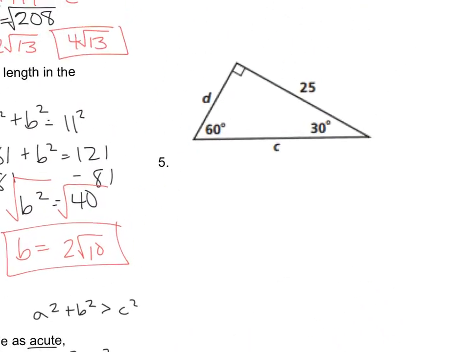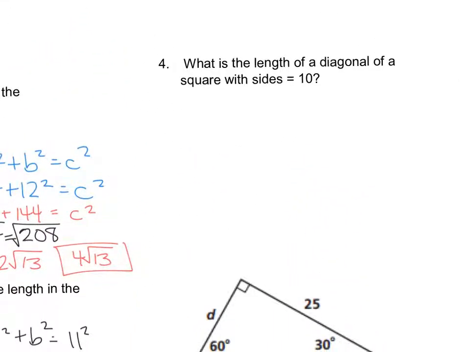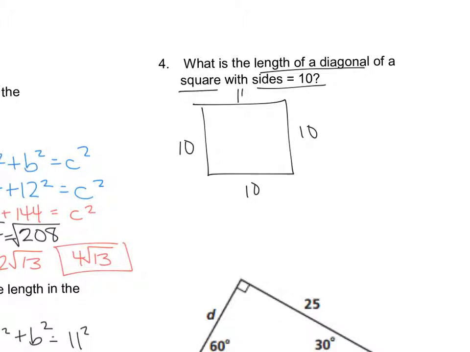And then number 4 up here, what is the length of the diagonal of a square with sides equal to 10? So if I draw in the diagonal, and these are all right angles, this is an isosceles right triangle. So this is a 45, 45, 90. So the ratios are 1, 1, root 2. And I'm trying to find what this is. So if you have an isosceles right triangle, the hypotenuse is a short side times root 2. So the answer is 10 root 2.